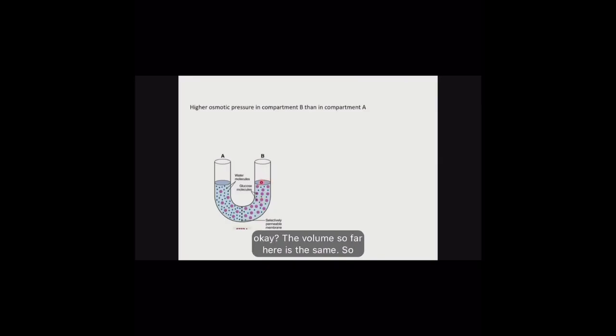The volume so far here is the same. So we have the same volume of water. You see the level here is the same as the level here. But we have more solute particles here relative to the water, right?